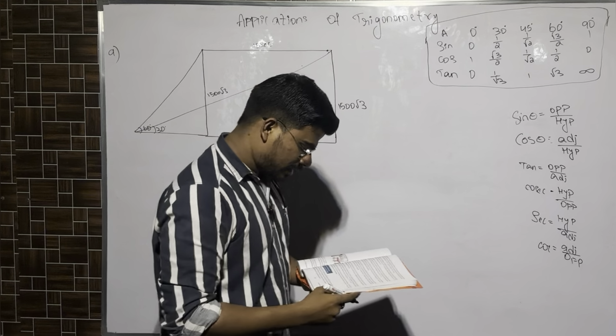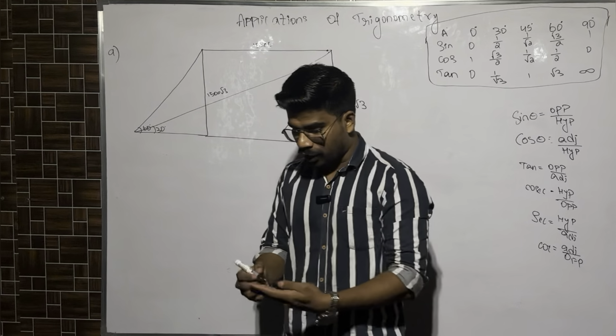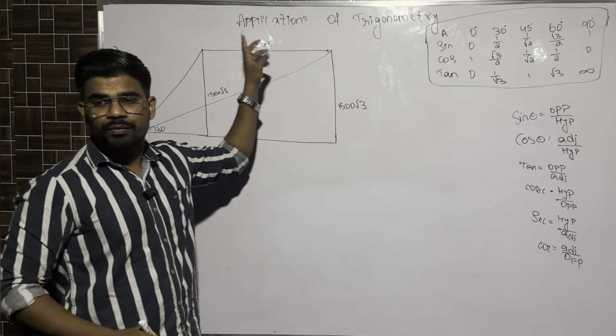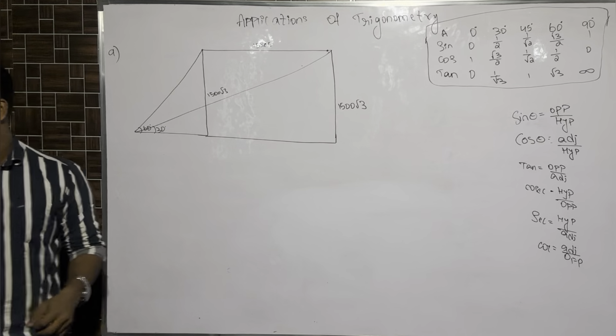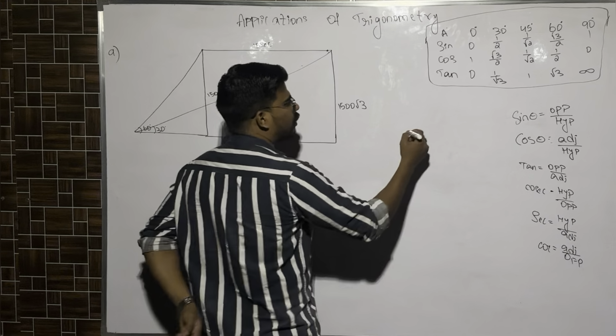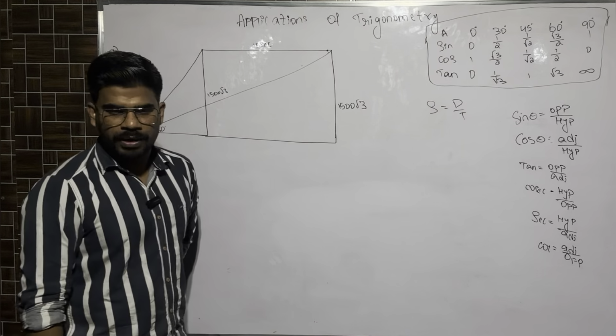What do we have to calculate? Find the speed of the jet plane. From this point, it moved to another point. With what speed it is moving, that we have to calculate. Now, you know this formula: speed is equal to distance by time. This formula we have to use.